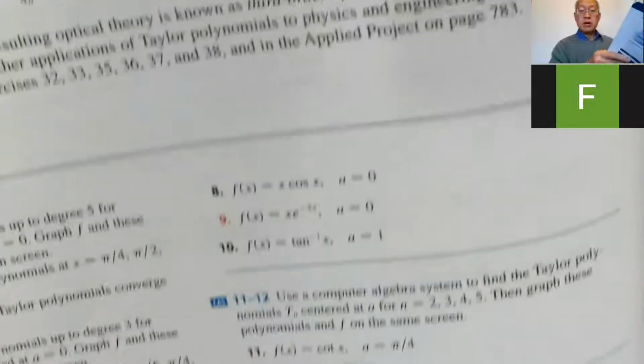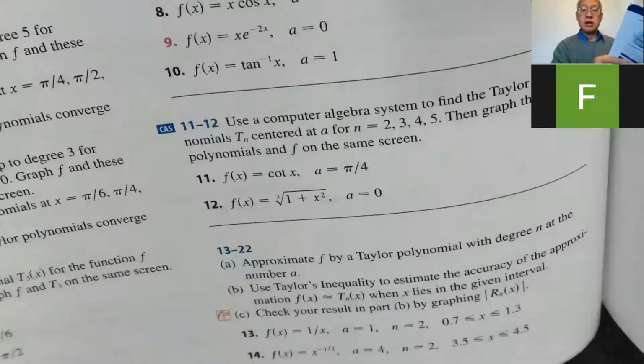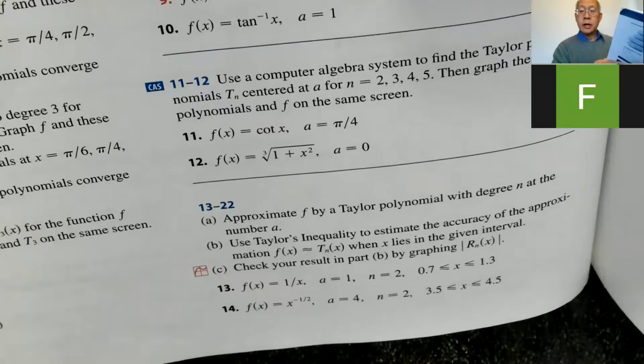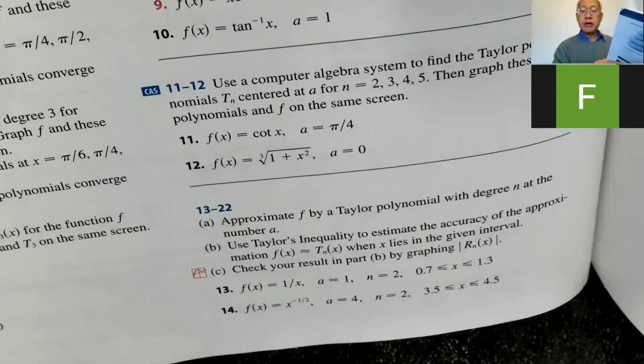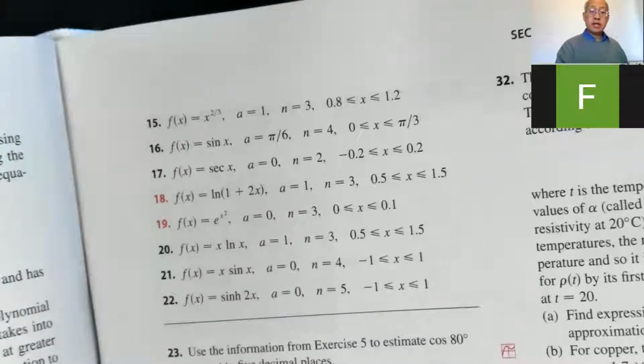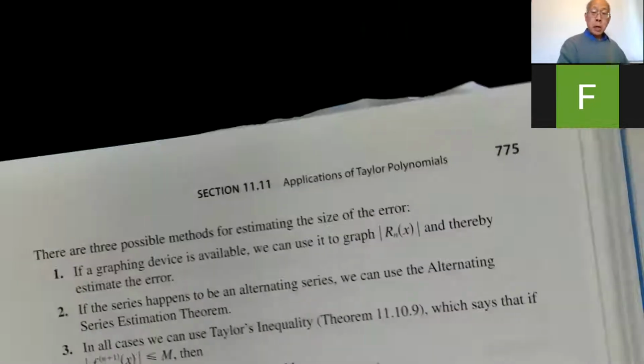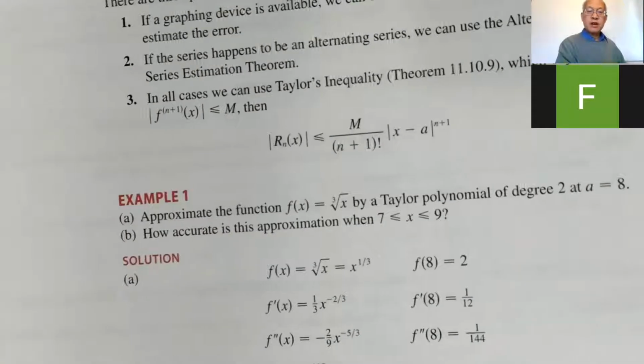And then 9. The new stuff is how good is my approximation if I do not have an alternating series. So that takes you all the way up to problem 21. That's where we have to use Taylor's inequality. Page 775.